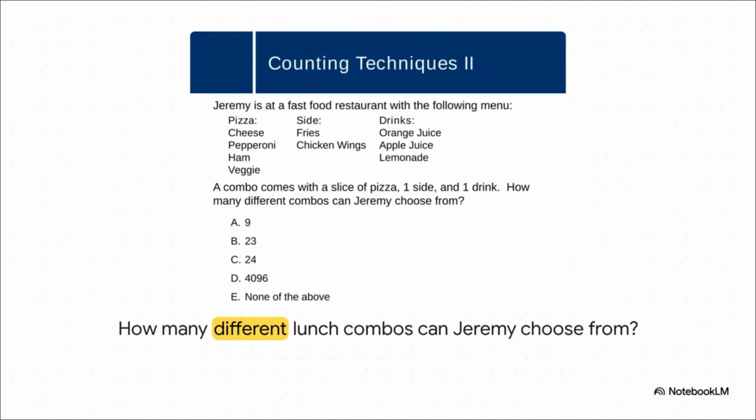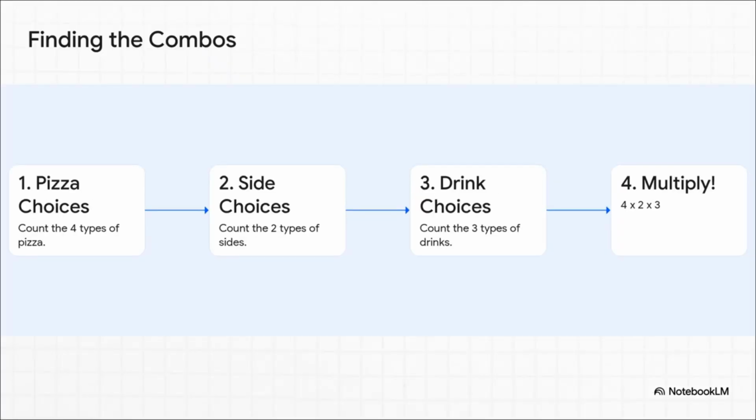Let's make this super real. Meet Jeremy. He wants to order a lunch combo with 1 slice of pizza, 1 side, and 1 drink. Now, how many different meals could he possibly create? You could try to list them all out, but man, who has time for that? There's a much faster way. Let's just break it down.